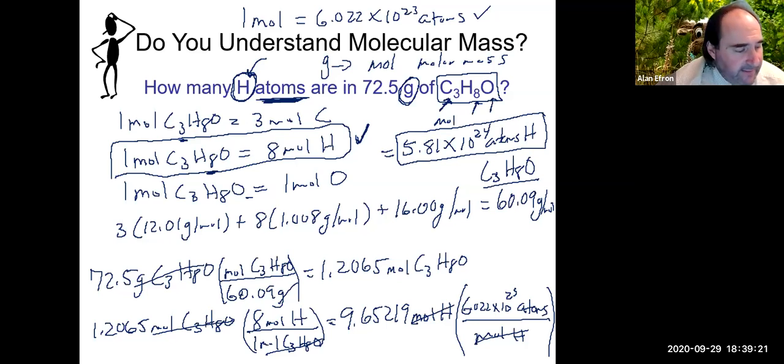So sometimes, and it very commonly occurs, that they're not necessarily interested in the entire formula. They may be interested in just one element of the formula. And you could actually use the formula itself as a conversion factor where the subscripts are the moles of each of those elements. Any questions on that there?